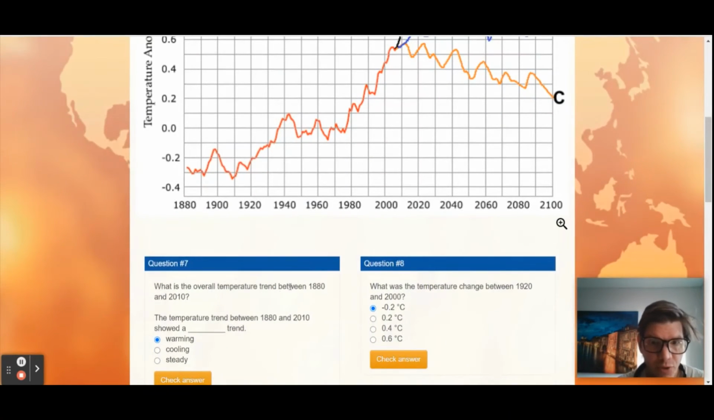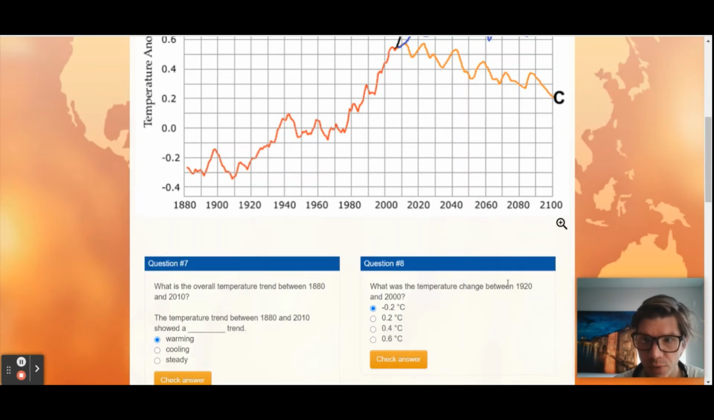What is the overall temperature trend between 1880 and 2010? Well, if we see the anomaly is lower in these years and then we see it steadily increasing, it does go up and down, but the trend over the long term is that it's warming.